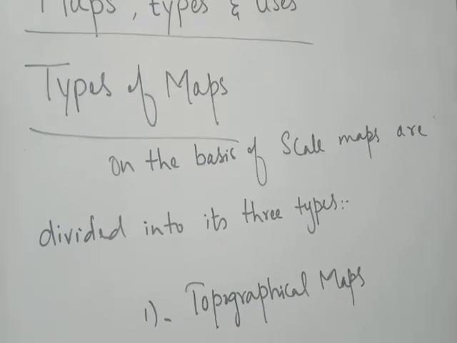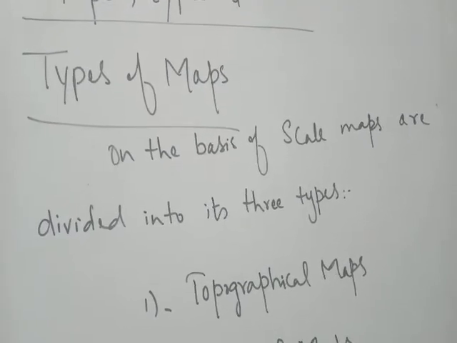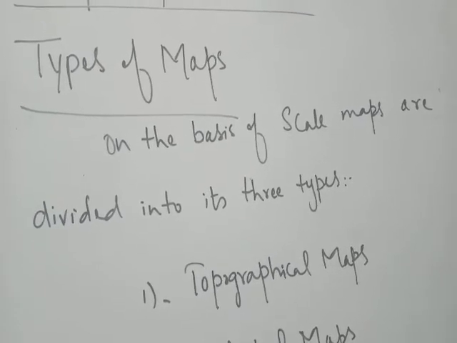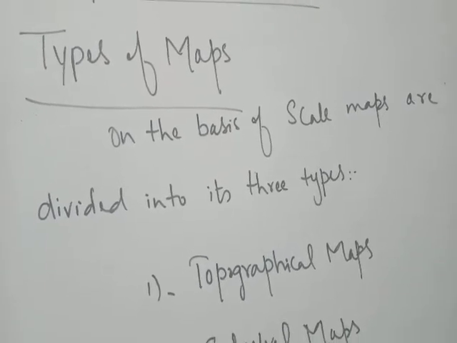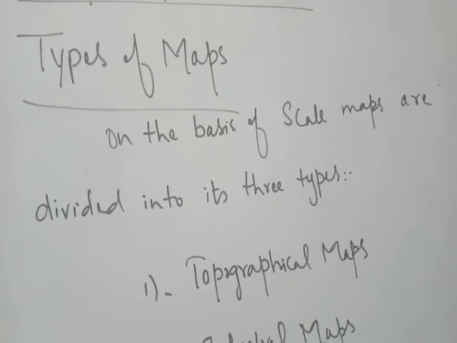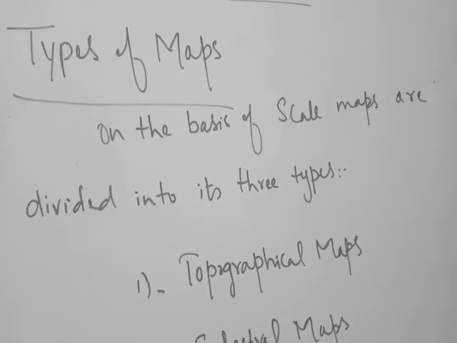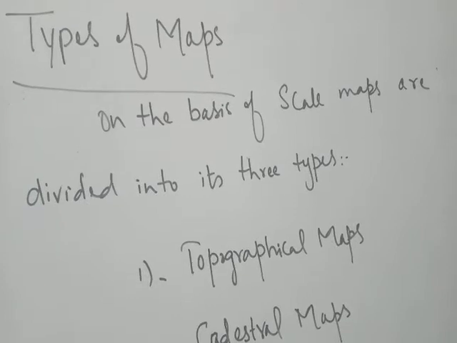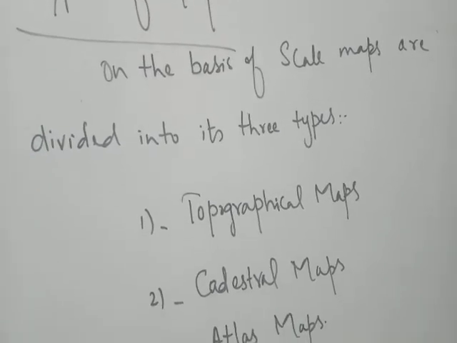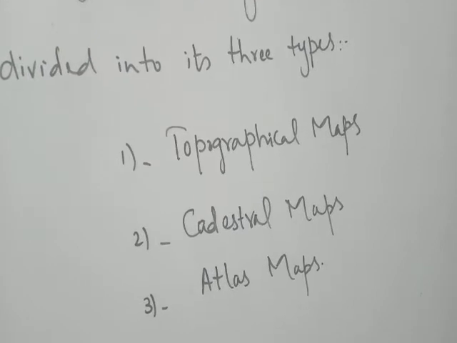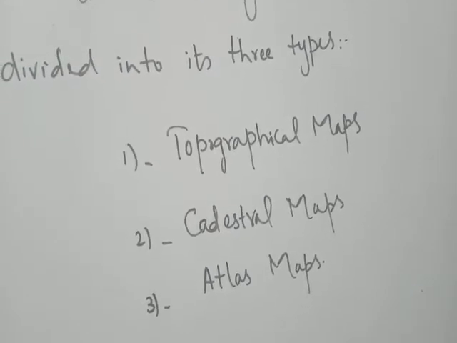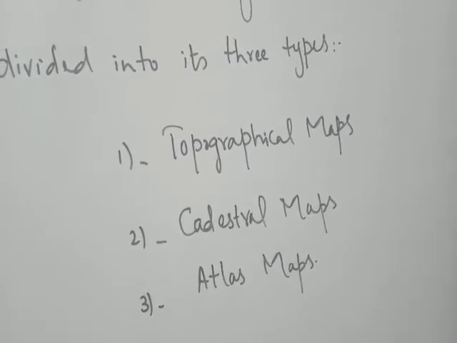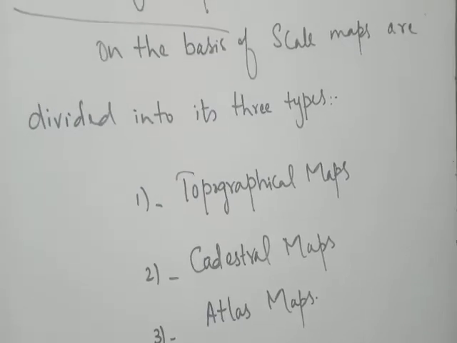Okay, so now there are types of maps on the basis of scale. As I said in the previous part, maps are basically drawn on some specific scale. Scale could be larger, medium, or smaller. According to the need, the scale will be chosen, and on the basis of scale, maps can be divided into 3 types. The first type is the topographical map, the second is the cadastral map, and the third category is the atlas map. So let's start the definition of each type of map, and do remember this division is done on the basis of scale.